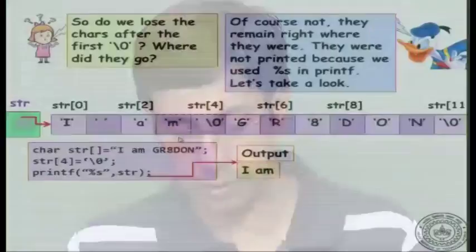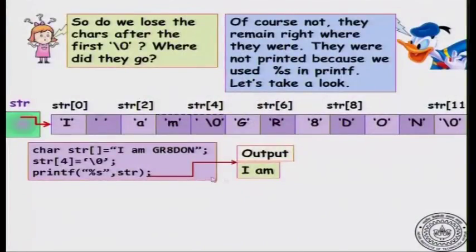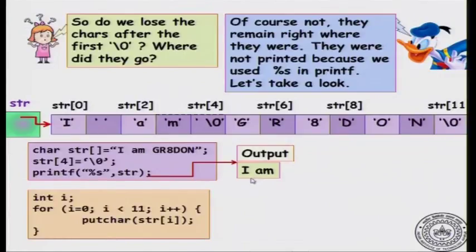Is there any way to print the remaining characters? Of course, there is a way. If I print it using %s, I will get "I am", but I could easily write a loop like this. I will say int i, and then for i equal to 0 until 11, i plus plus, and then putchar str[i]. This will print the characters str[0], str[1] and so on up to str[10] regardless of whether that character is null or not. If it is null, it will do something, but it will still go on to the next character.